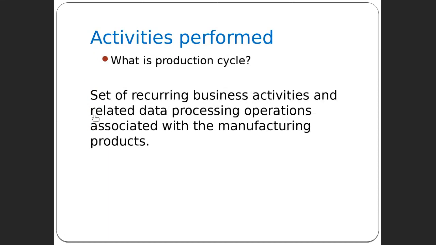Let's start. What is the production cycle? It is a set of recurring business activities and related data processing operations associated with the manufacturing of products. Now, recurring business activities happen again and again. So you buy the raw material, you make the finished goods, you sell them, and then you buy raw material again, and this continues. So this happens again and again. That's why it's called recurring. It reoccurs.